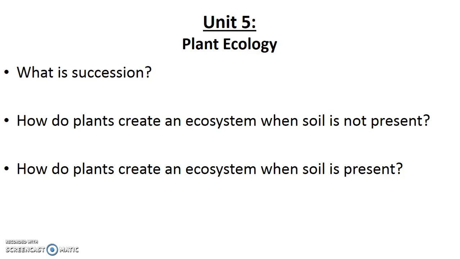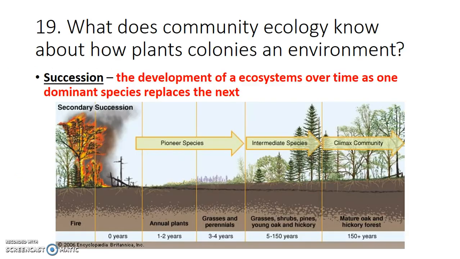Today I want to continue our topic on community ecology by studying a specific area of community ecology, succession. We're going to talk about what succession is, which is how plants take over and create an ecosystem. And we're going to go into specific examples of succession, specifically how they create ecosystems when there is soil present and when there isn't soil present. So kind of a short lesson, but an important one nonetheless.